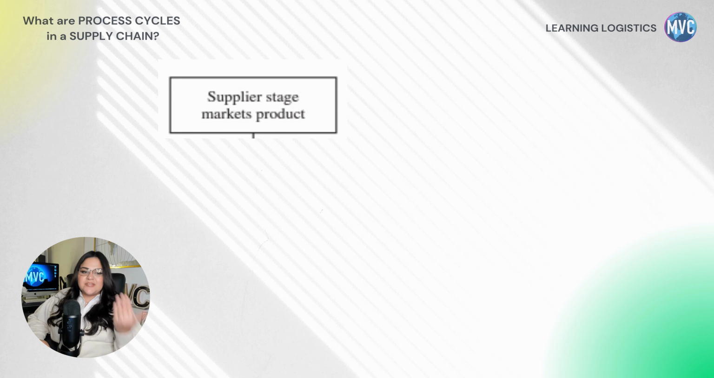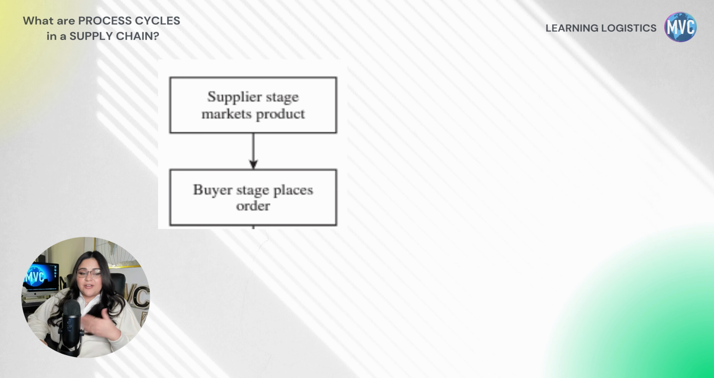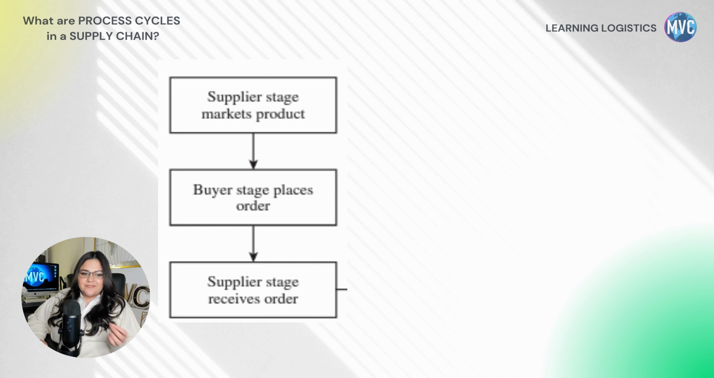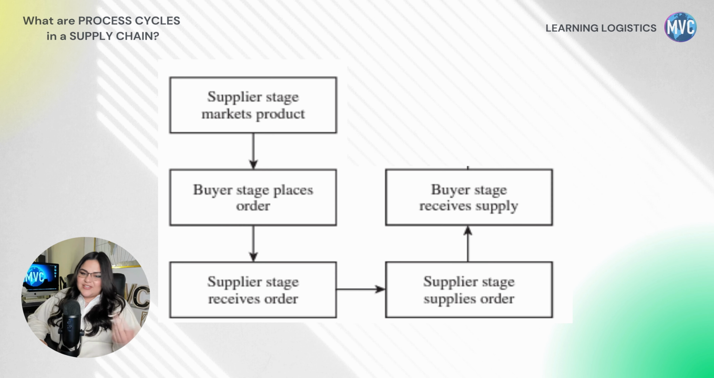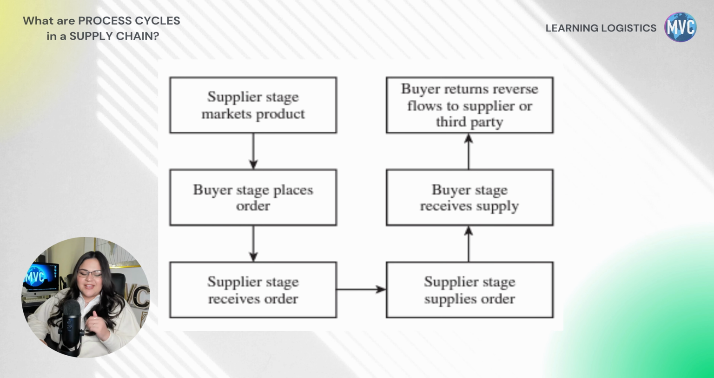Now, each cycle starts with the supplier marketing the products to customers. A buyer then places an order that is then received by the supplier. The supplier fulfills the order, which is received by the buyer. The buyer receives the order. And in some cases, the buyer may return some of the product or recycle some of the material back to the supplier or through a third party. Then the cycle of activities begins all over again.